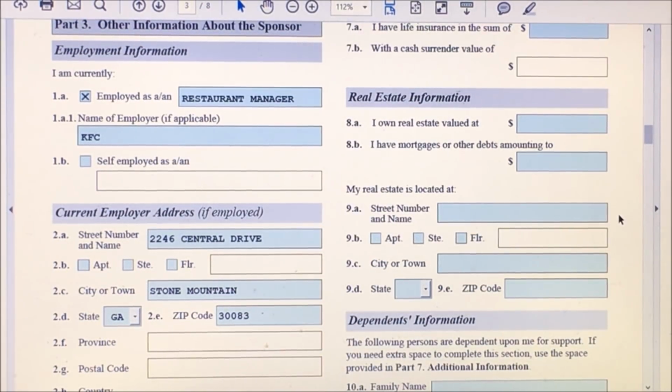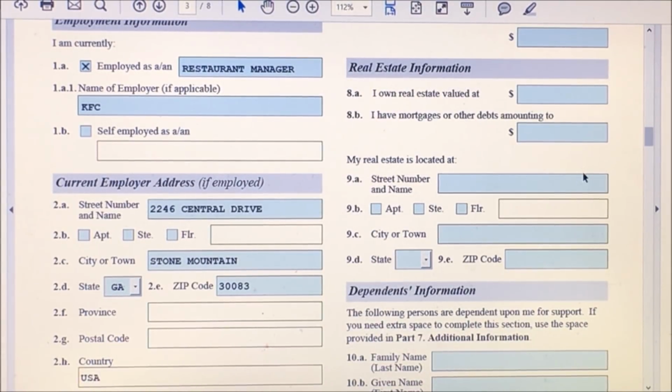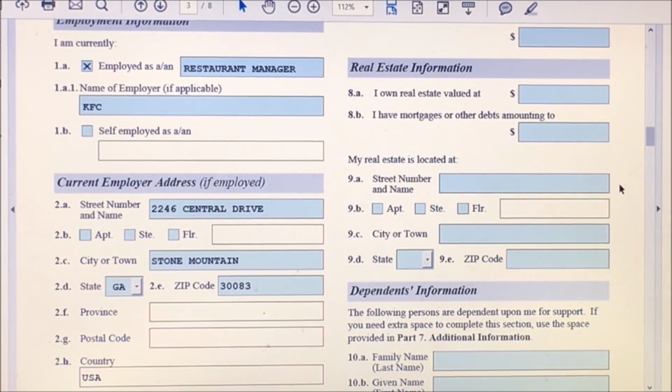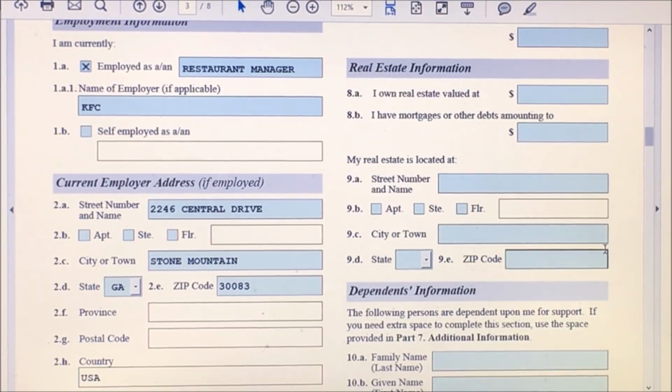And then I have mortgages or other debts amounting to, so just write the amount of loan you still have to pay. If you don't have a house or if your house loan is paid off, just write 0 or just leave it blank. Okay? And then my real estate is located at, so location of your house or real estate, if you have one, or if you don't have, just leave it blank.